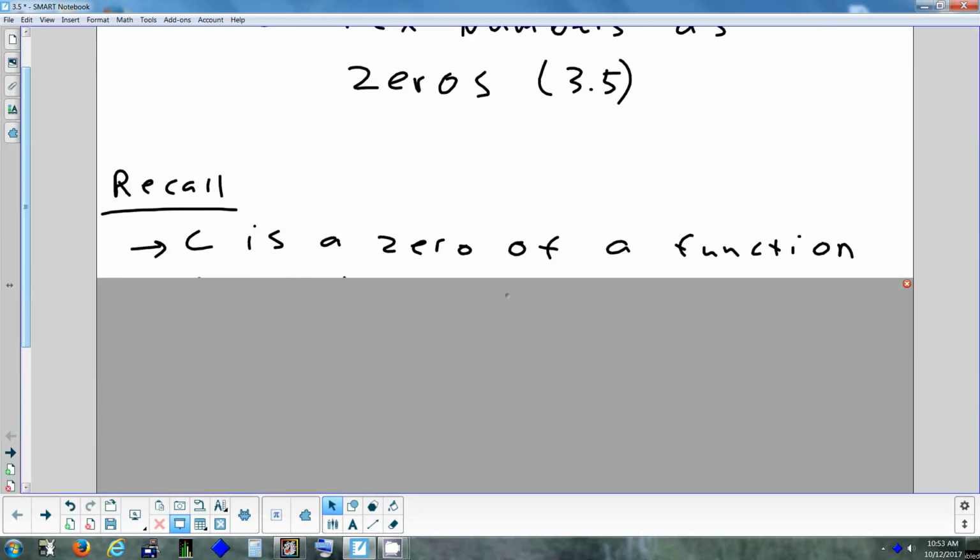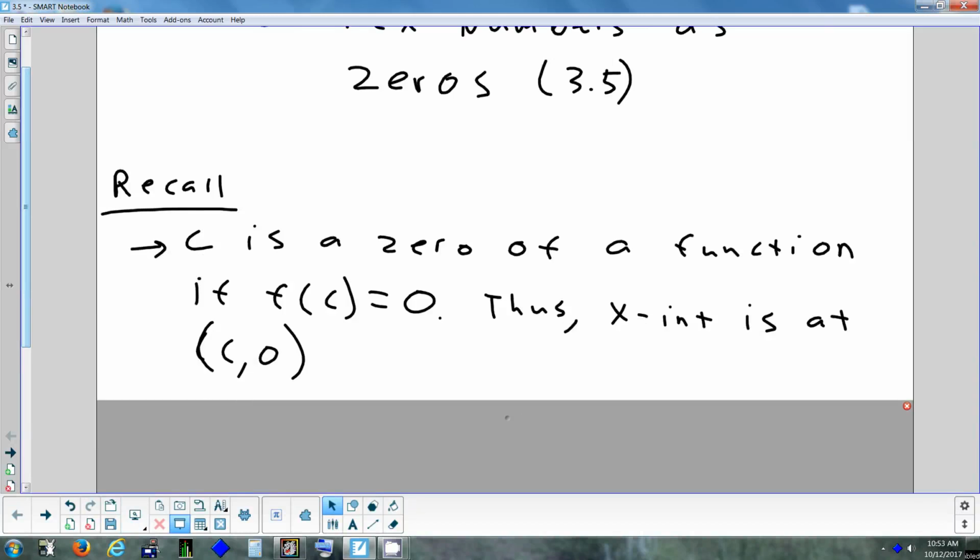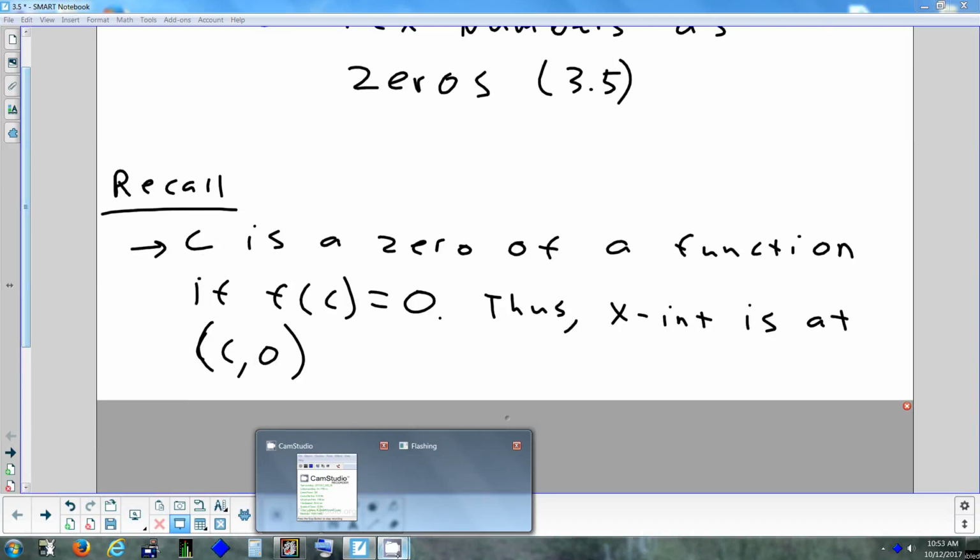Okay, so just a reminder that if c is a zero of a function, it means that you plug it in for x and you get 0 for y. So that's the place where it crosses the x-axis. So if I said to you 2 is a root of the function, that means the x-intercept is at (2, 0). It's where it crosses the x-axis.